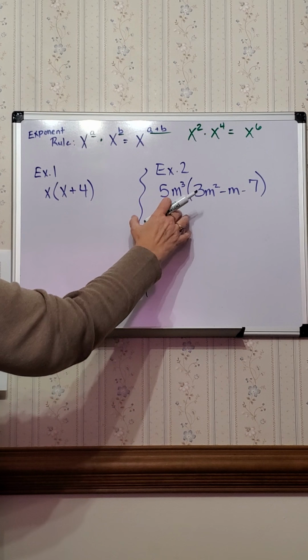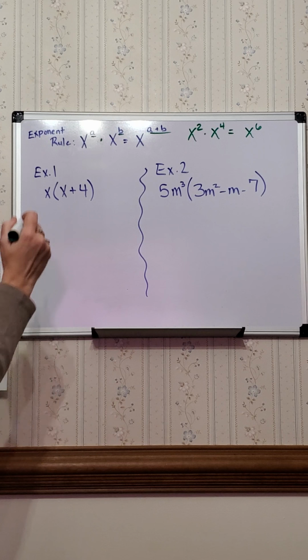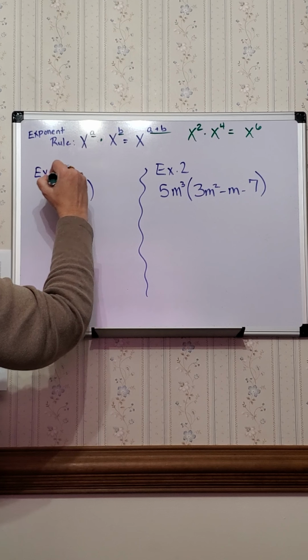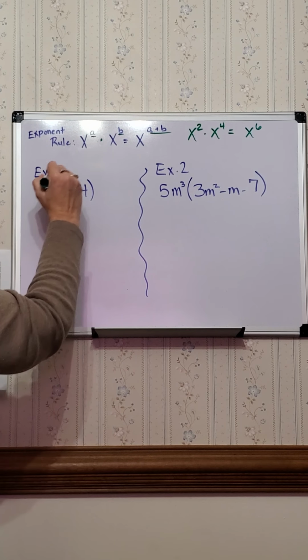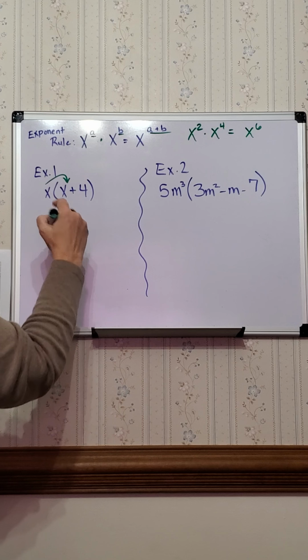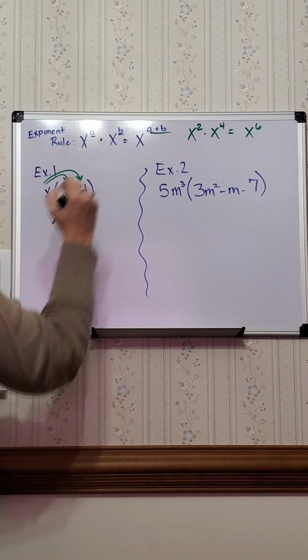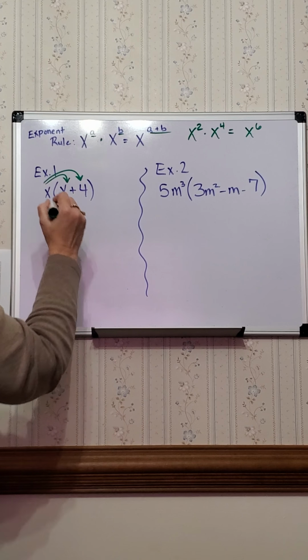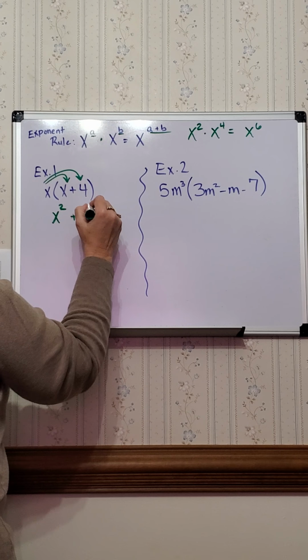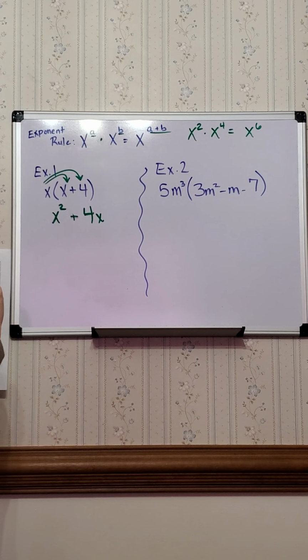So I'm going to go over example 1 and example 2 on your notes. So we are going to use the distributive property here. We're going to say x times x, that's 1 here and 1 there. That's going to give me x squared. Then I'm going to distribute that x over there. X times 4 is going to give me 4x.